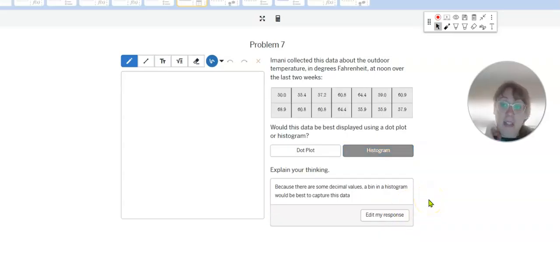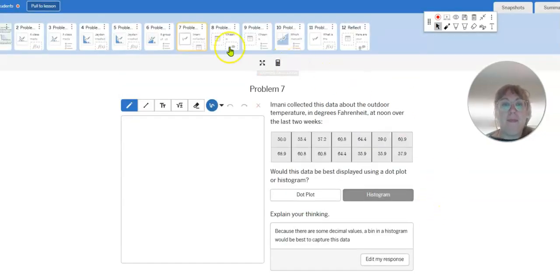You could try and convince me for a dot plot, but just because we have these decimal values for temperatures, if we had a bin of like 50 to 52, 52 to 54 degrees, that would make more sense as a way to hold all of this data. Beautiful.